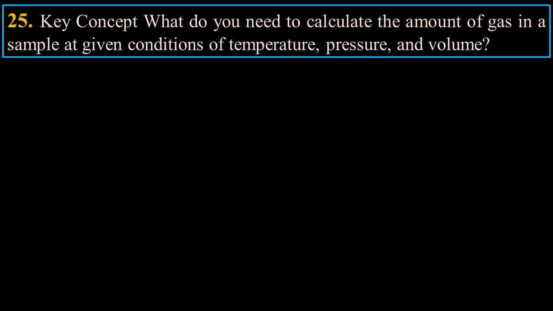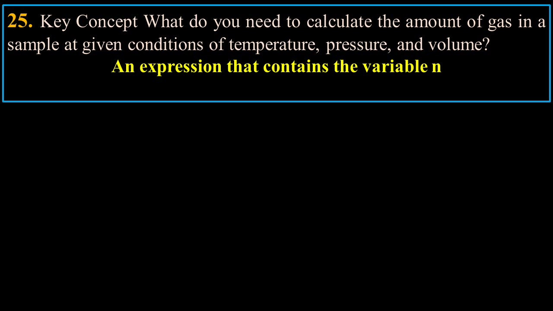What do you need to calculate the amount of gas in a sample at given conditions of temperature, pressure, and volume? Well, you need an equation. First of all, you need the combined gas law equation. What else would you need? Well, let's see what they say. An expression that contains the variable n. Okay, well, that's correct, because what they're asking for is the ideal gas equation, not the combined gas law equation.